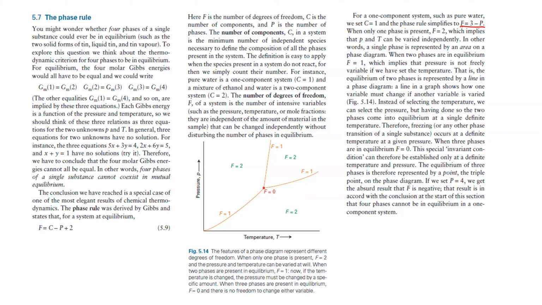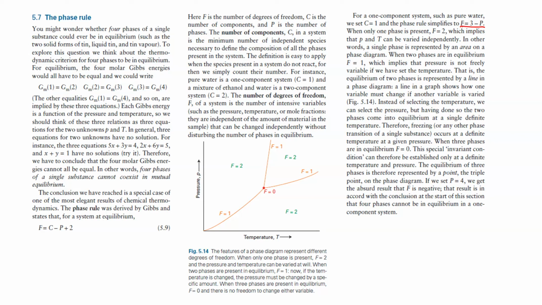A line in a graph shows how one variable must change if another variable is varied, and we see this in figure 5.14. Instead of selecting the temperature, we can select the pressure, but having done so, the two phases come into equilibrium at a single definite temperature. Therefore, freezing, or any other phase transition for a single substance, occurs at a definite temperature and a given pressure.